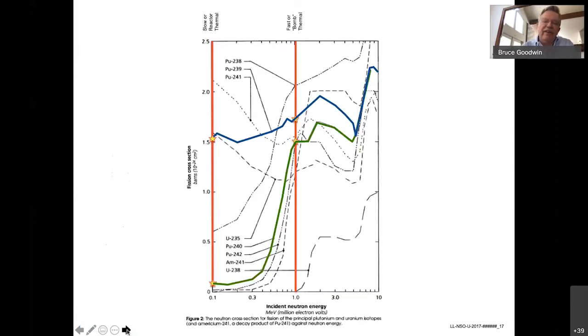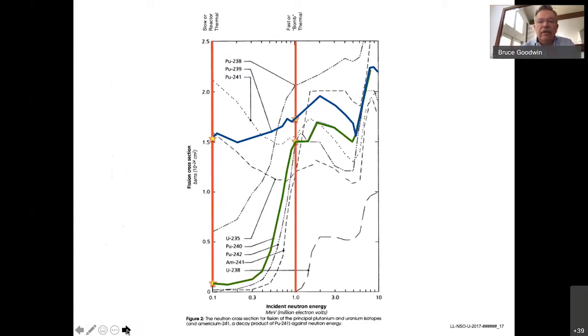And the reason, this is a little technical here, what I've got plotted on the vertical axis is fission cross-section, so if you will, the reactivity of the isotope. I've plotted the isotopes separately here, and across the bottom, incident neutron energy is basically whether it's a fast or slow neutron. Down at 0.1, you can see the green line is 240 and the blue line is 239, the good stuff.